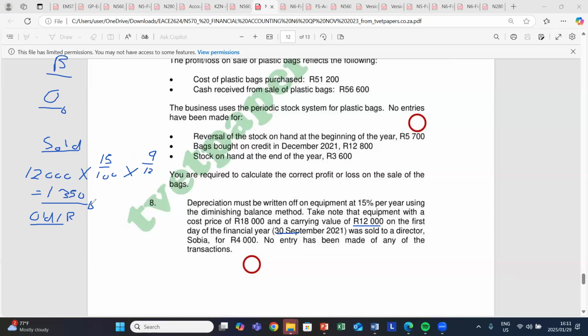Older remaining, this is the asset that you used for 12 months. The key word that you should know there is that they say that no entry has been made of any transaction, meaning after we sold our asset, you do not minus its cost and so forth. So what do we have to do there?